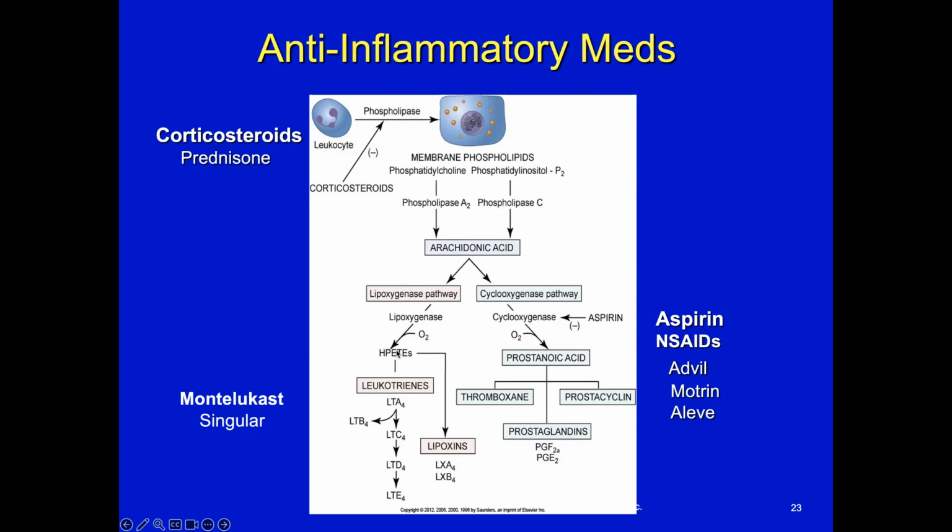For the lipoxygenase pathway, here you have that asthma problem, also severe hay fever, anaphylaxis. There is a medication, it's called montelukast, also known as Singulair. This medication affects the leukotrienes and will definitely dampen the symptoms that they cause.